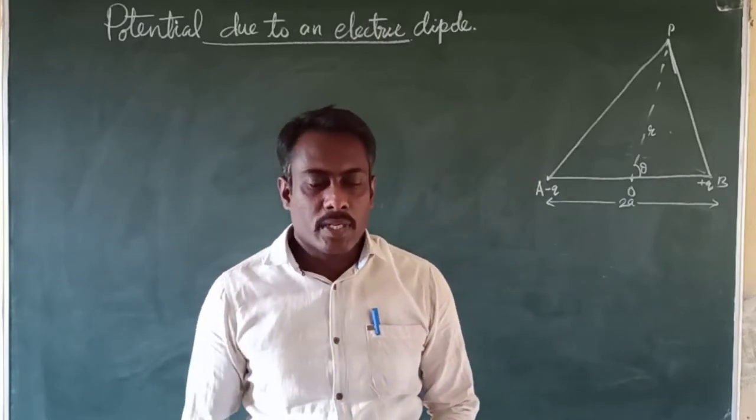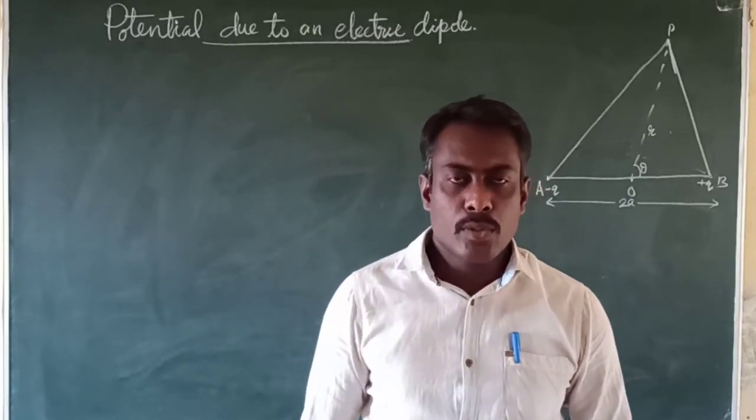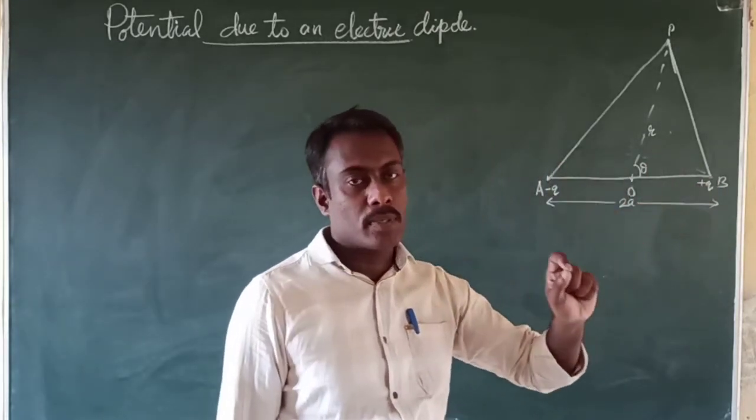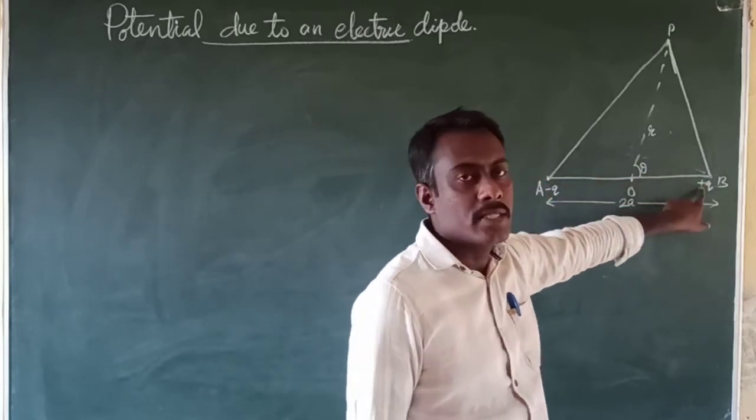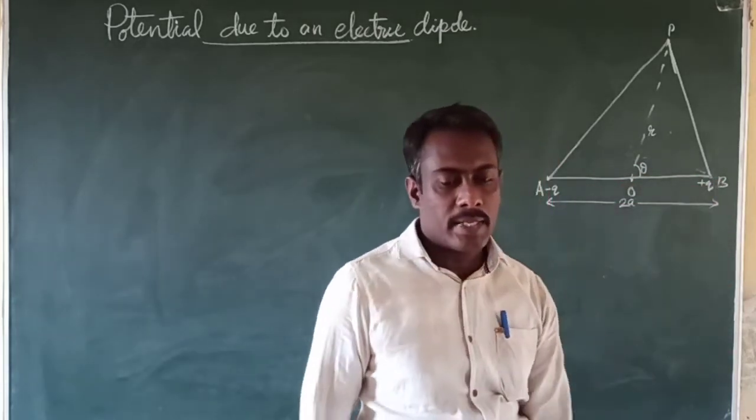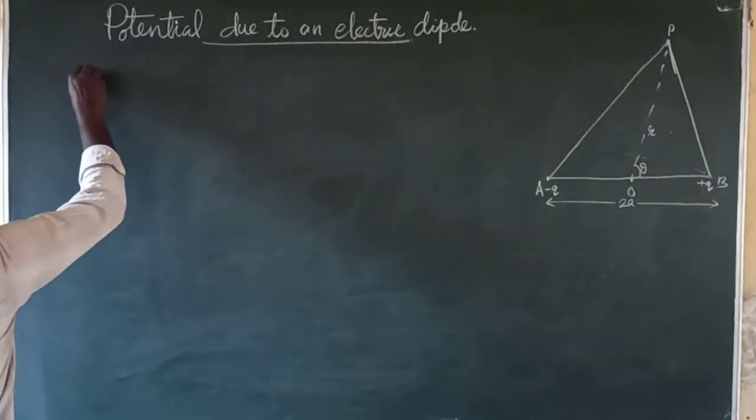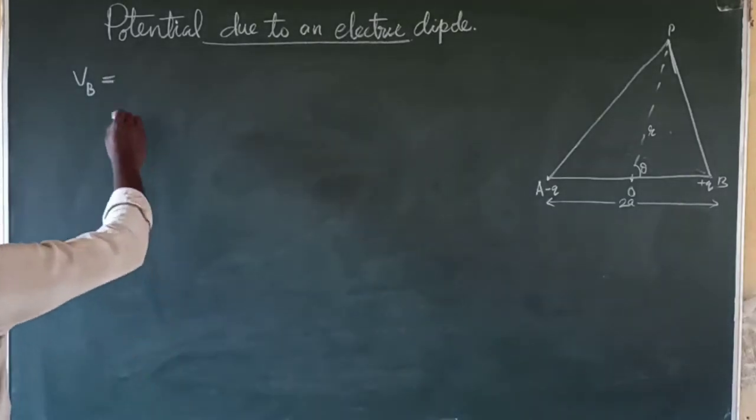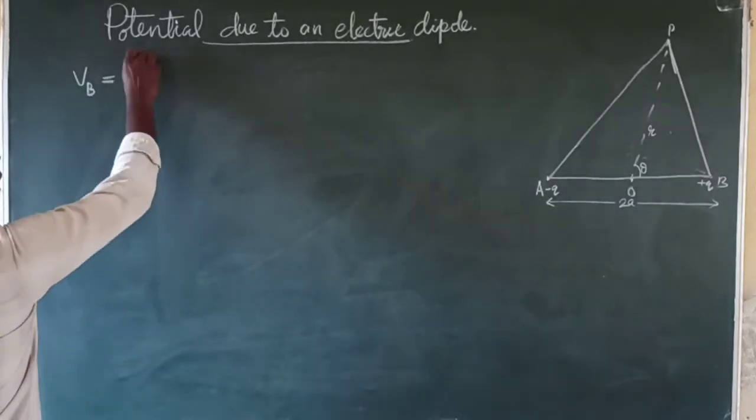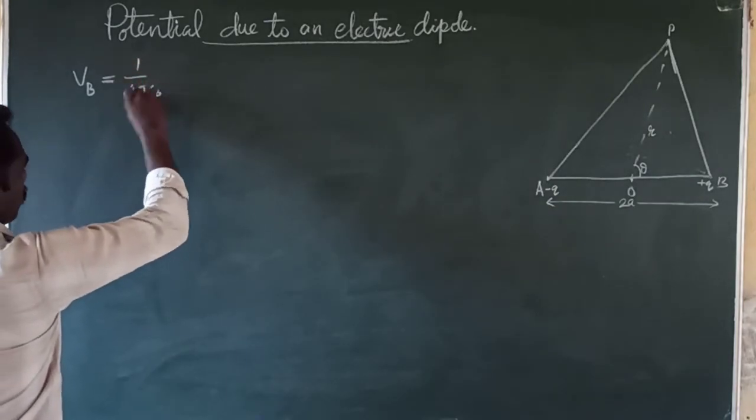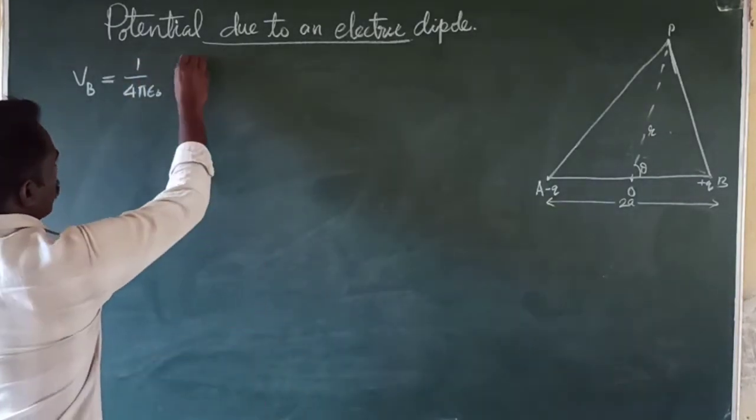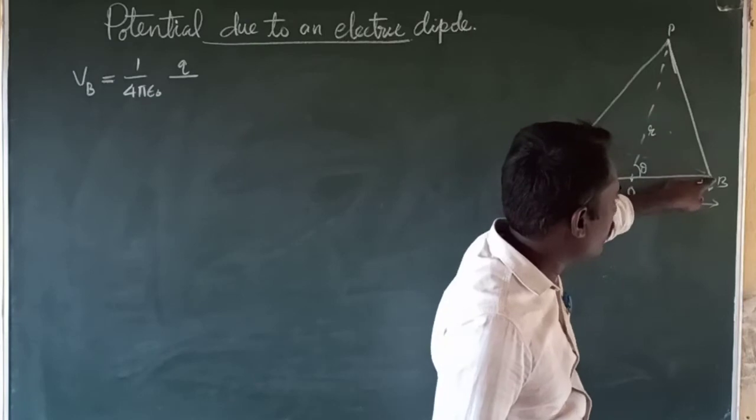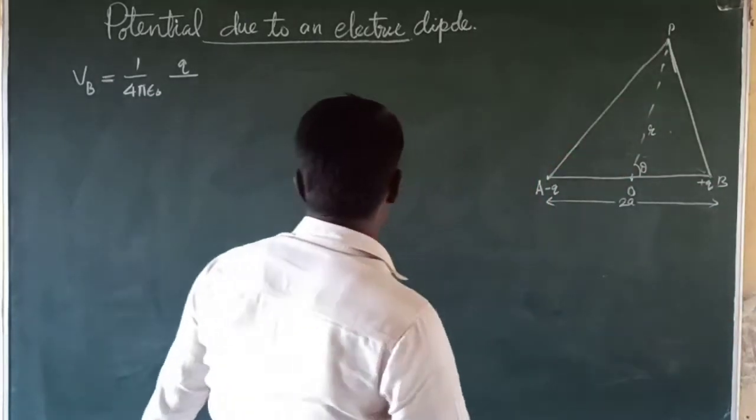Now the electrostatic potential at point P due to the positive charge Q. What will be the electrostatic potential due to the positive charge at B? That can be written as VB, the electrostatic potential at the point B. VB is equal to 1 by 4 pi epsilon 0 into Q, the charge, divided by the distance, that is PB or BP.